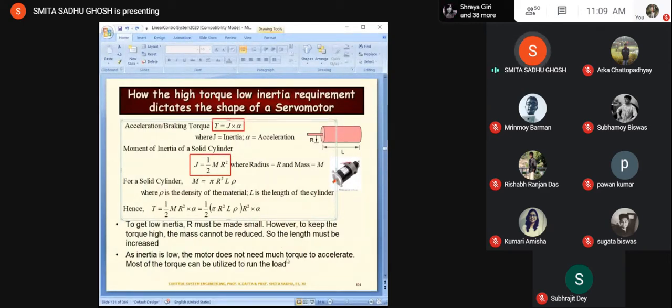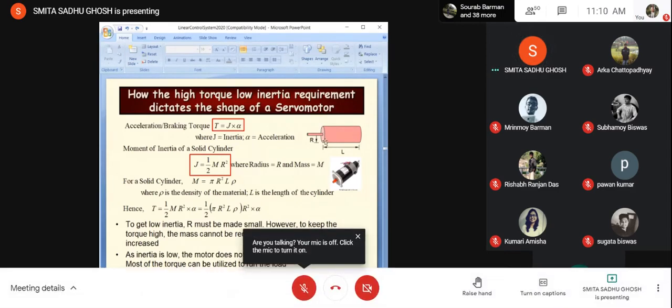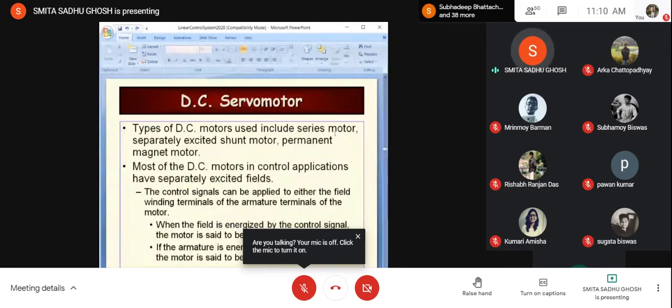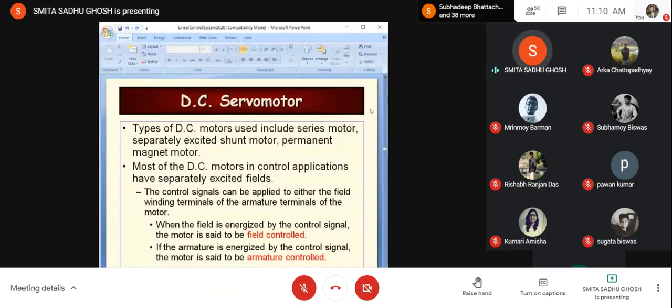That is the way the torque, the moment of inertia, the radius and the length of the motor are related, and that is because we wish to have a small moment of inertia while not reducing the torque too much. We opt for a small radius, and thus we end up having a motor of a cylindrical shape which looks somewhat like this.